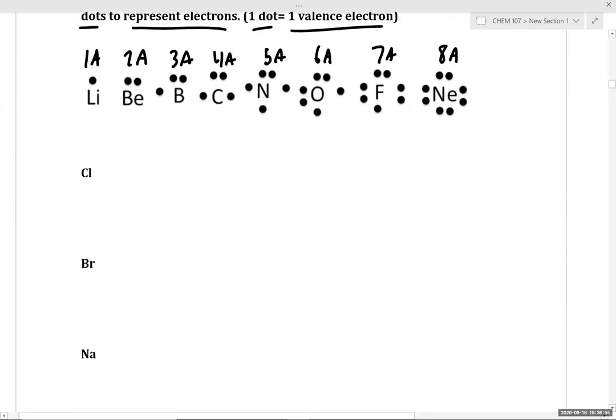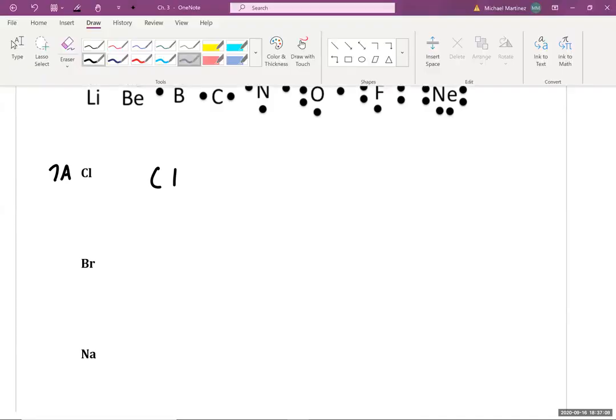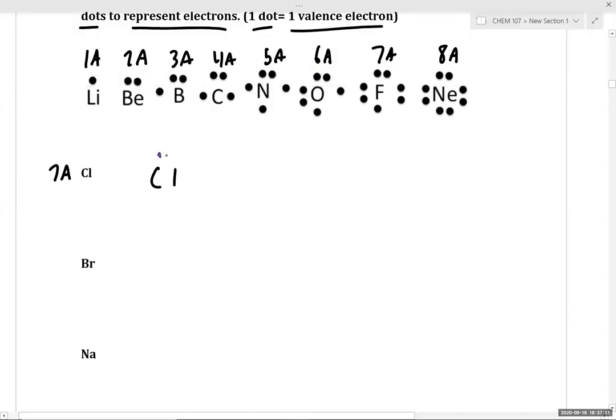So let's see what I mean by that. I'll do the first example. Chlorine is a 7A element, 7 valence electrons. So how many dots do I draw? 7. 1, 2, 3, 4, 5, 6, 7. There we go.